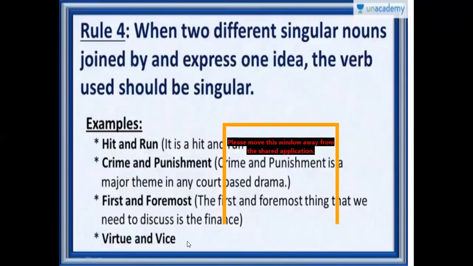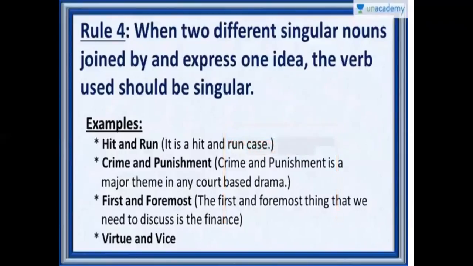Vice and virtue is also representing only a single thing, virtue, the goodness. So people will always like vice and virtue. Okay. So this is rule number 4. Now write down the rule.